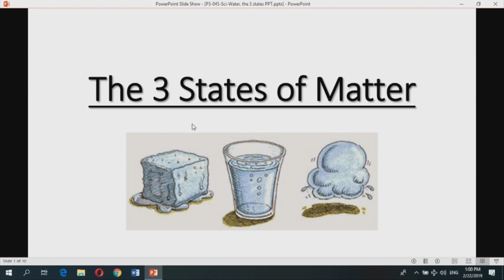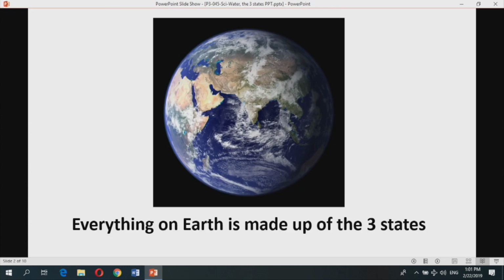What this means is everything in the world is made up of these three states of matter. You can see on the picture we have ice. Ice is solid. Water, liquid. And here we have steam. Steam is gas. Solid, liquid, gas. Everything in the world is made up of one of these three states of matter. You see? Everything on earth is made up of the three states.